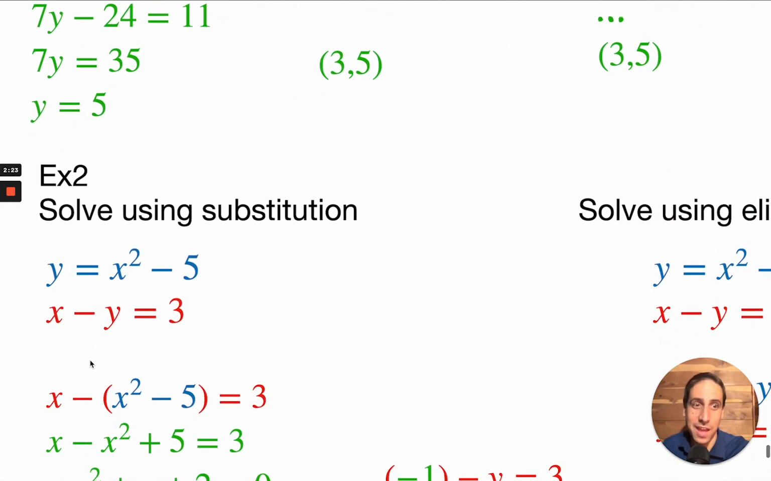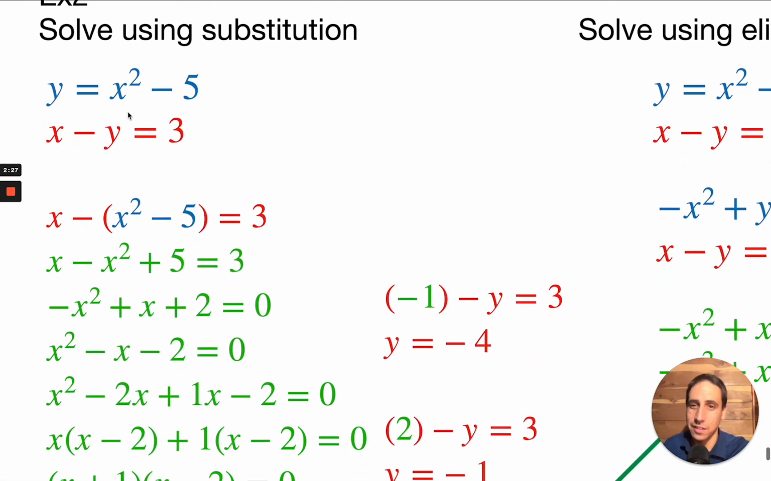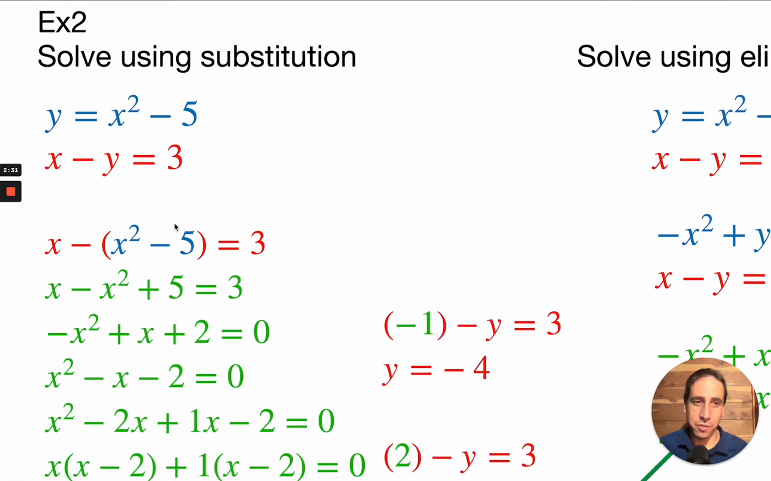We're going to solve nonlinear systems, meaning we've got x squared now. That's really okay. It's not a whole lot new. We're going to apply the work we had with quadratics to what's going on here. Y is equal to x squared minus 5. X minus y is equal to 3. Let's use substitution.